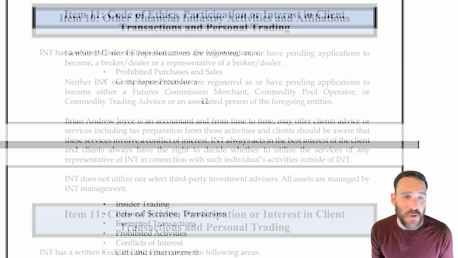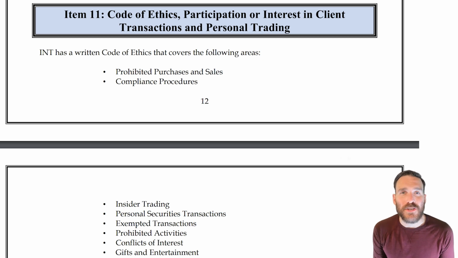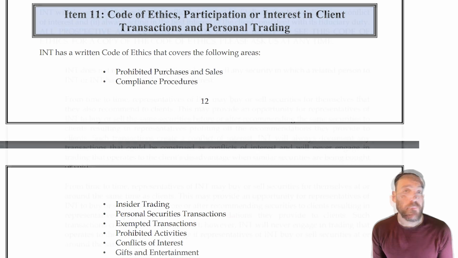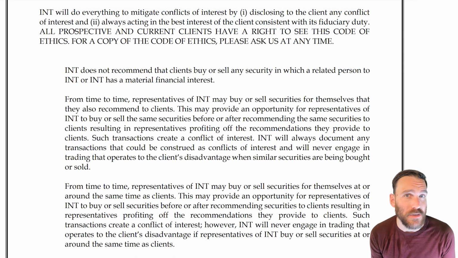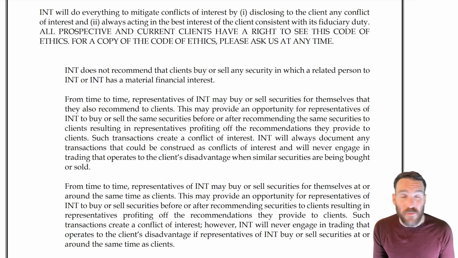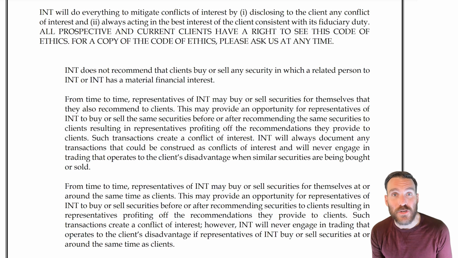The next section is Code of Ethics. The point of this section is to tell your clients, hey, here are all the ways that we make sure that we're acting in an ethical manner with our clients. And this is another section where there are some conflicts of interest that are disclosed. In particular, they mentioned that, hey, Brian Joyce might recommend a security to you as a client that he already has ownership of or that he's going to buy and have ownership of as well.